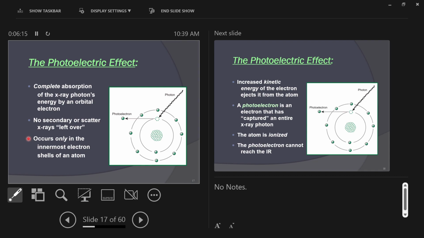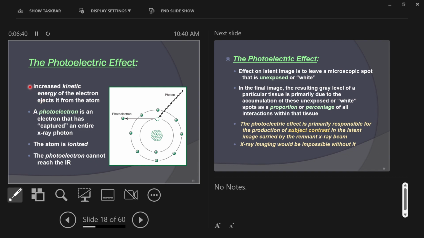There would be leftover energy because it didn't take that much energy to eject an outer shell electron. However, with an inner shell electron that's bound more tightly to the atom, it takes more energy, and it's more likely that the X-ray photon's energy will be completely absorbed, no leftover X-ray photon, in order to eject the orbiting electron. So it's more likely in the innermost shells of atoms.